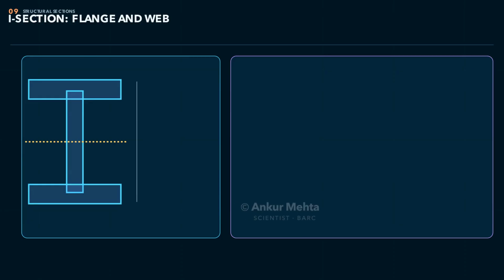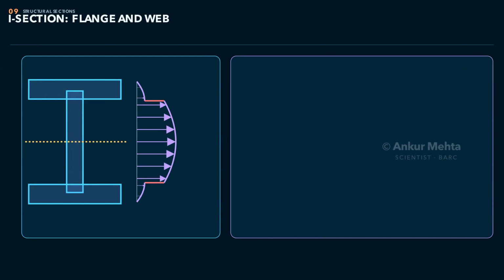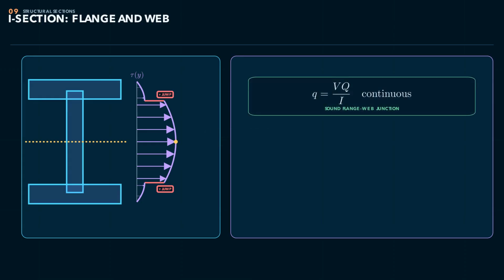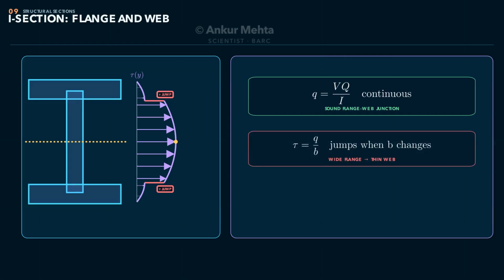In an I section, the local width is the flange width near the top and bottom, but becomes the much smaller web thickness in the middle. The first moment Q varies continuously. Therefore, the shear flow q equals VQ over I is continuous across a sound flange-web junction. But tau equals q over b increases sharply when b changes from the wide flange to the thin web. The maximum occurs in the web at the neutral axis.